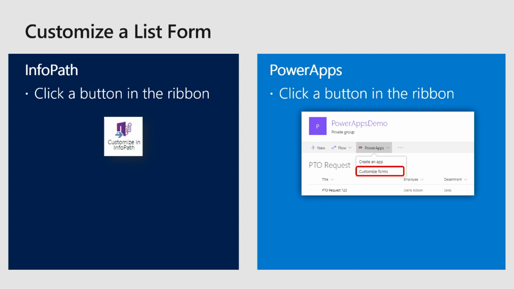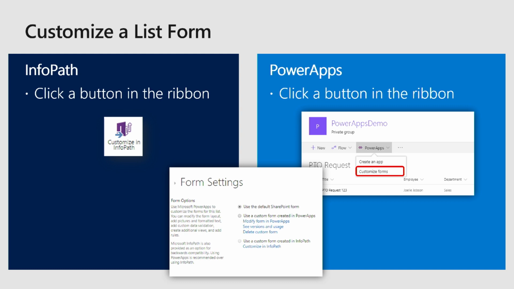To get started, there are a couple of different ways to create a Power App. You can just start from a standalone app. In this example, I'm showing how easy it is: in InfoPath, you could click the Customize an InfoPath button in the ribbon, and in Power Apps, there is a Customize Form button in the ribbon as well. So that's how you can get started.